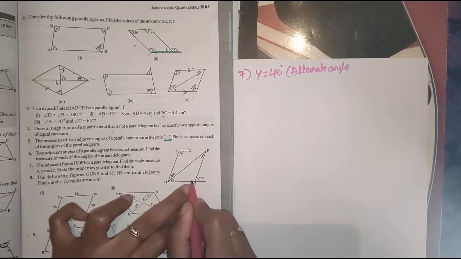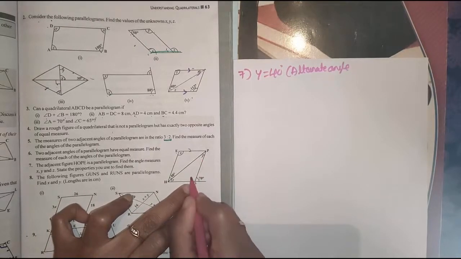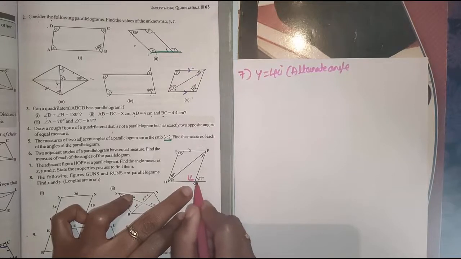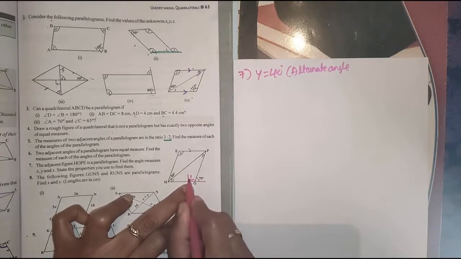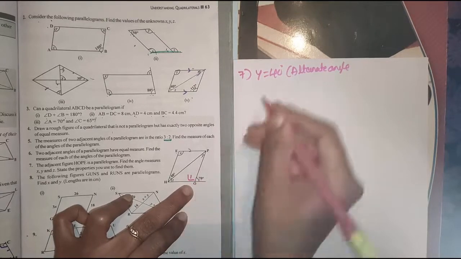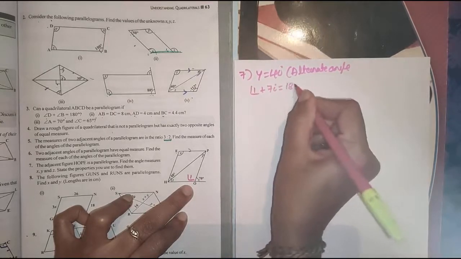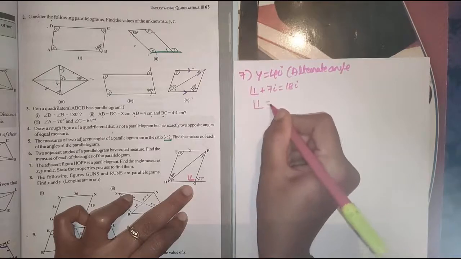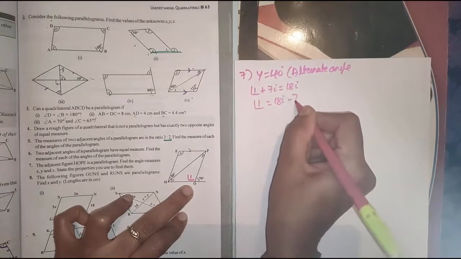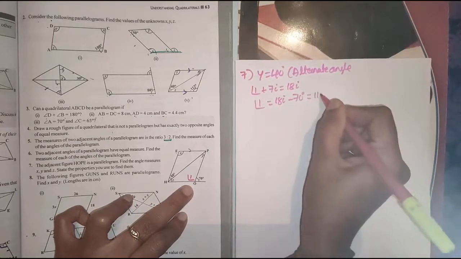Now we can easily find this angle. I call this angle 1. Angle 1 plus 70 degrees, the sum of these two, these are a linear pair. Here angle 1 plus 70 degrees is 180. So angle 1 is equal to 180 minus 70 degrees, which is 110.